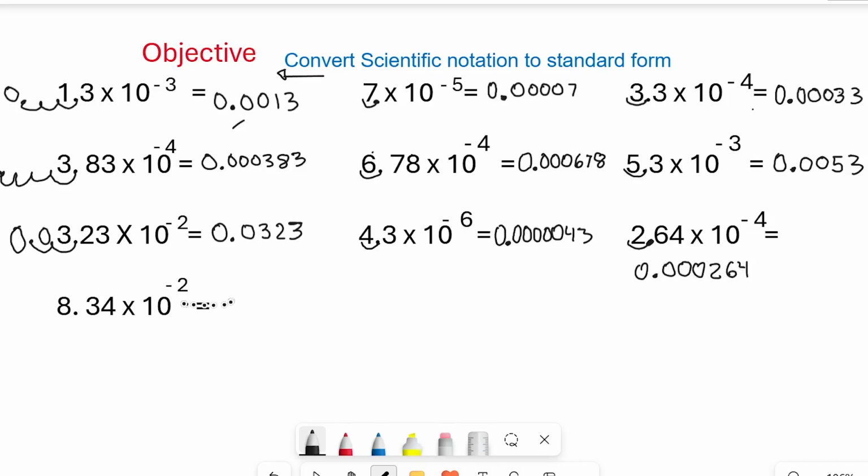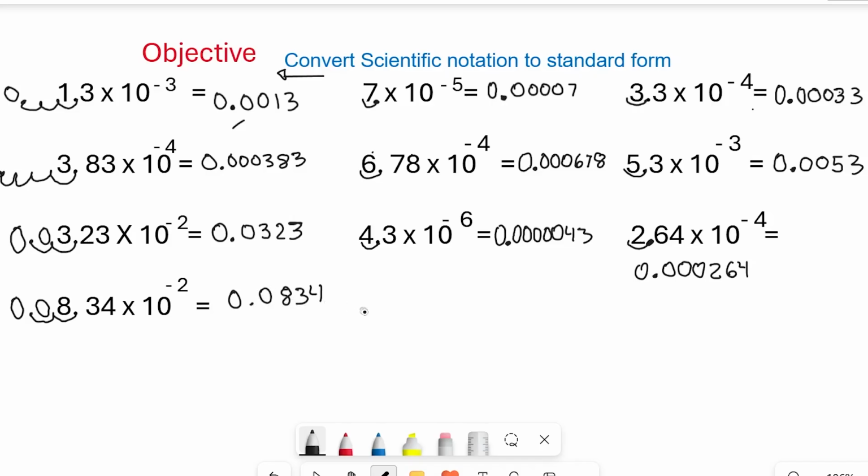Okay. And the last one, so one more time, the exponent is negative. You're moving it back 2 units, 1, 2 units. The whole number is going to be 0. Any empty place, you have to put 0. So the answer should be 0.0834. That will be the answer.